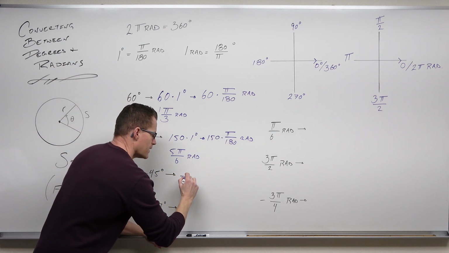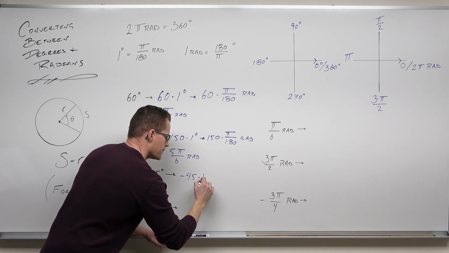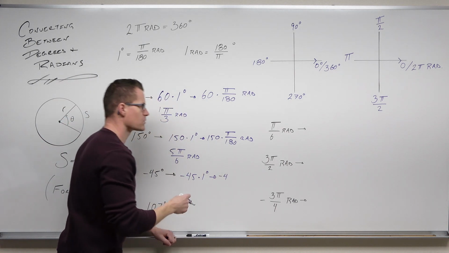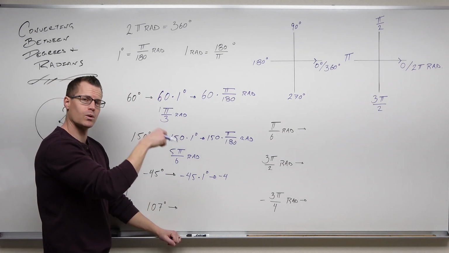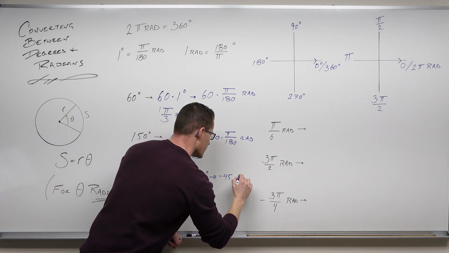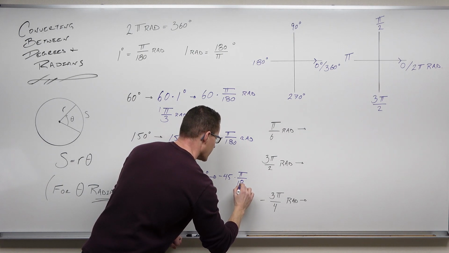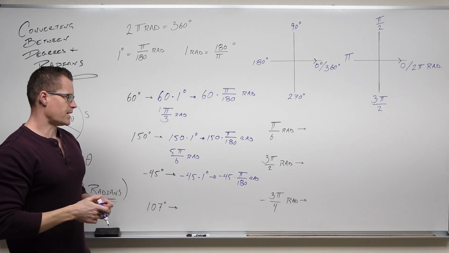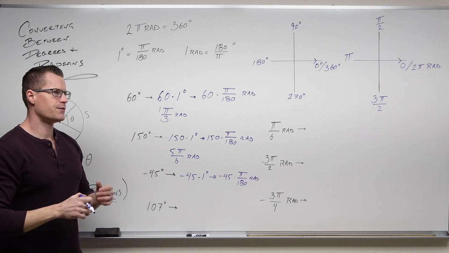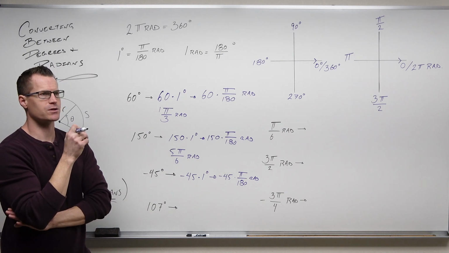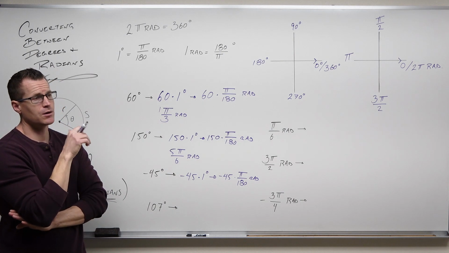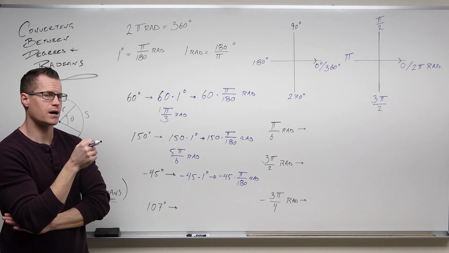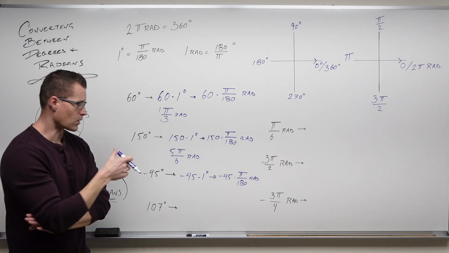So negative 45 degrees, negative 45 times 1 degree. We know that negative 45 times 1 degree can be represented as pi over 180 radians. And if we simplify that, well, 45 and 180. 45 goes into 180 how many times? 45 goes into 90 twice. 90 goes into 180 twice, so it's 4 times. This would be negative pi over 4.